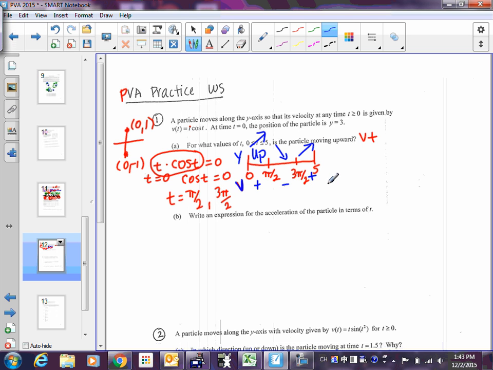concept we've been doing. So where is this particle moving up? Where velocity is positive. So that would be 0 to pi over 2, union that with 3 pi over 2 to 5. That's the answer.